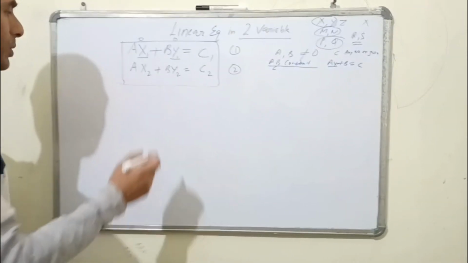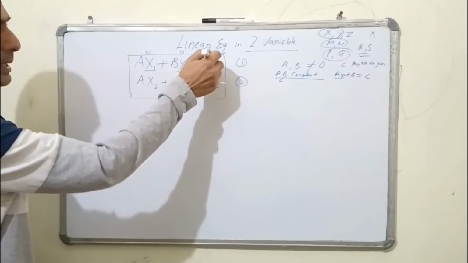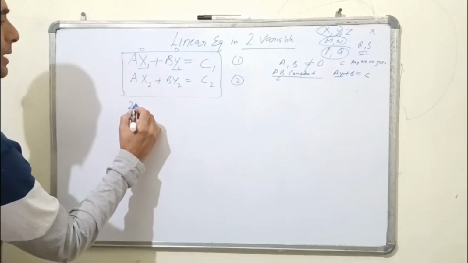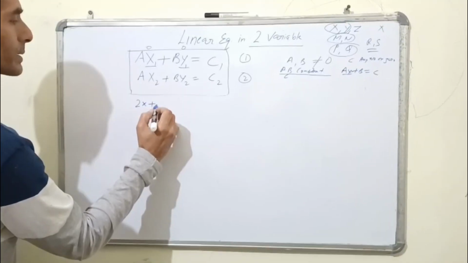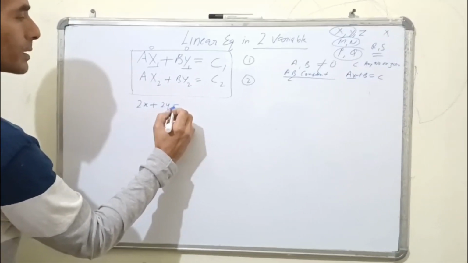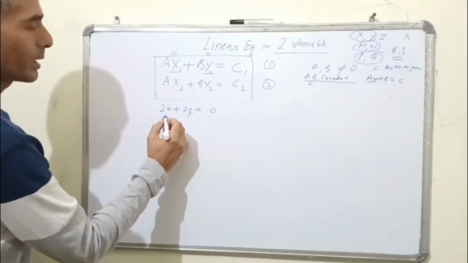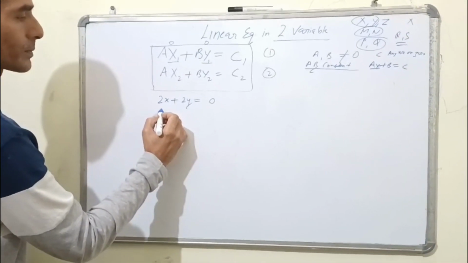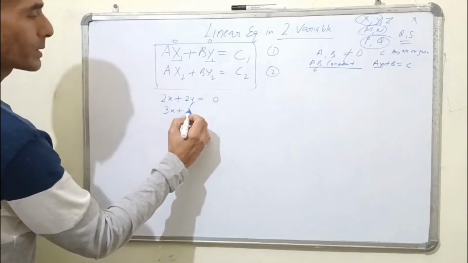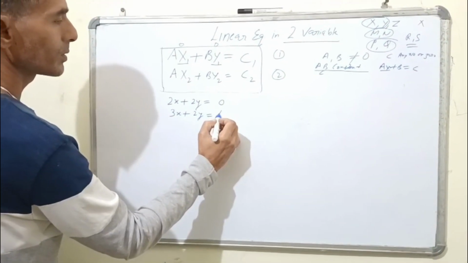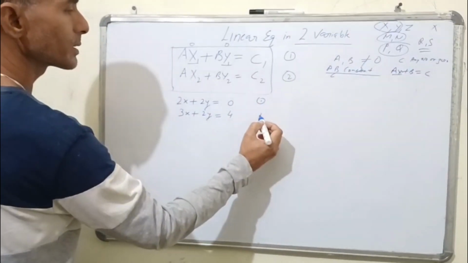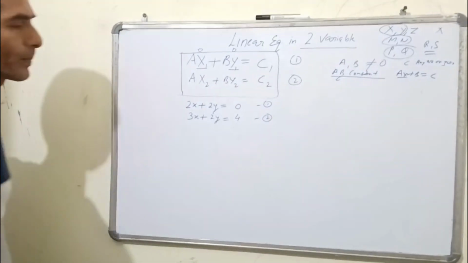So now I am going to make one question and see that where we will place the c as 0. Let's say 2x plus 2y is equal to 0, and again 3x plus 2y is equal to 4. This is the question we have now. This is equation number 1 and this is equation number 2.